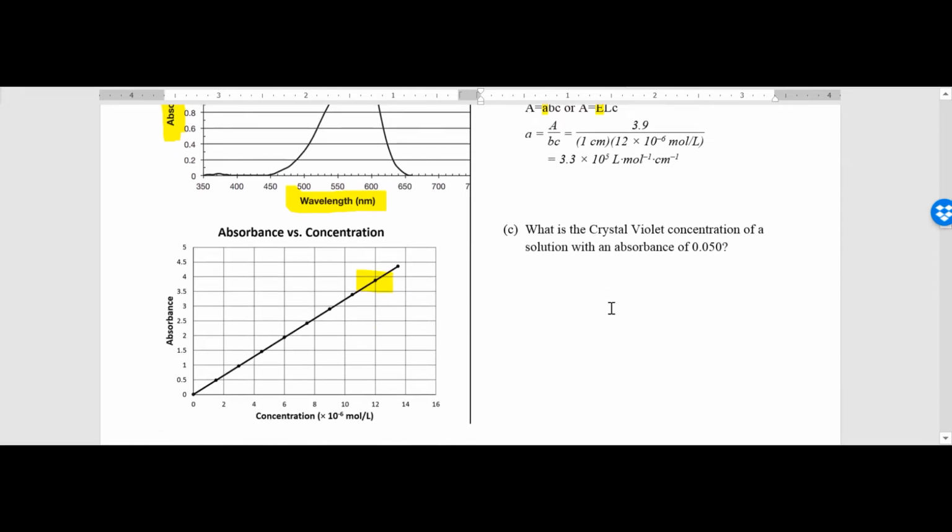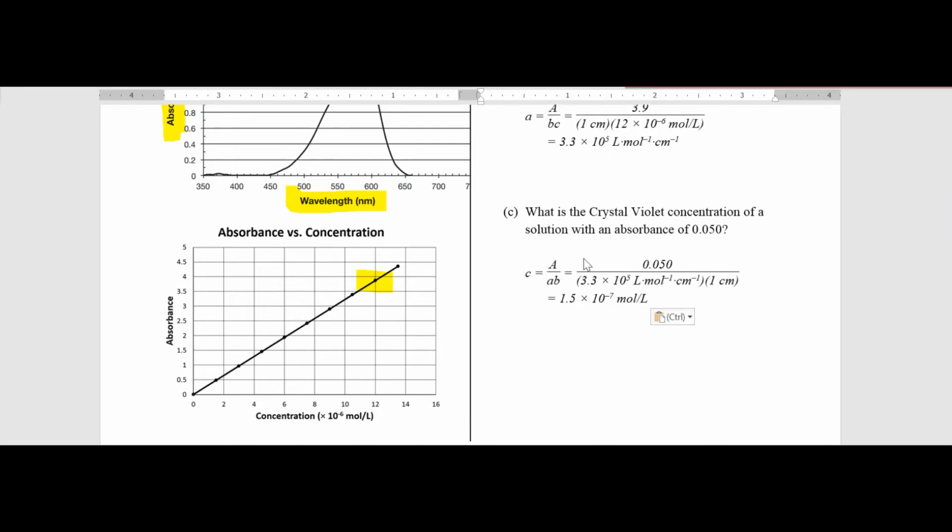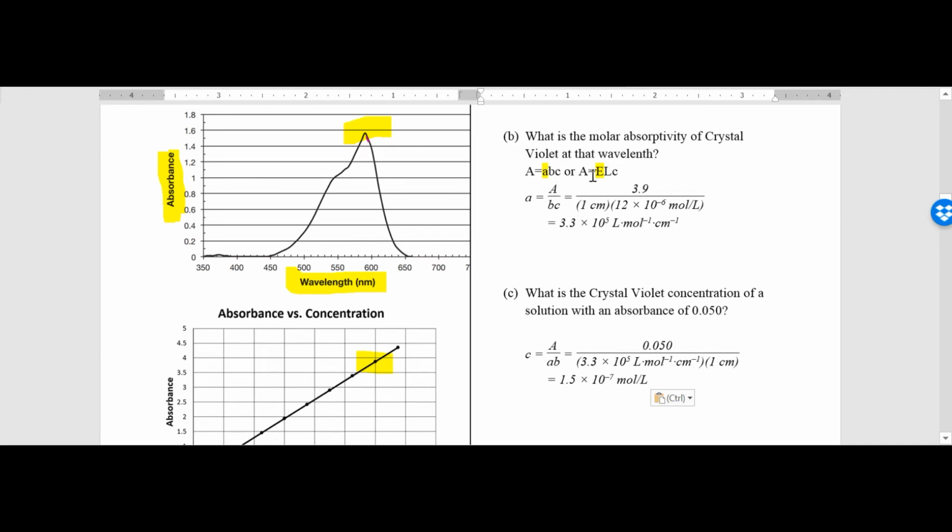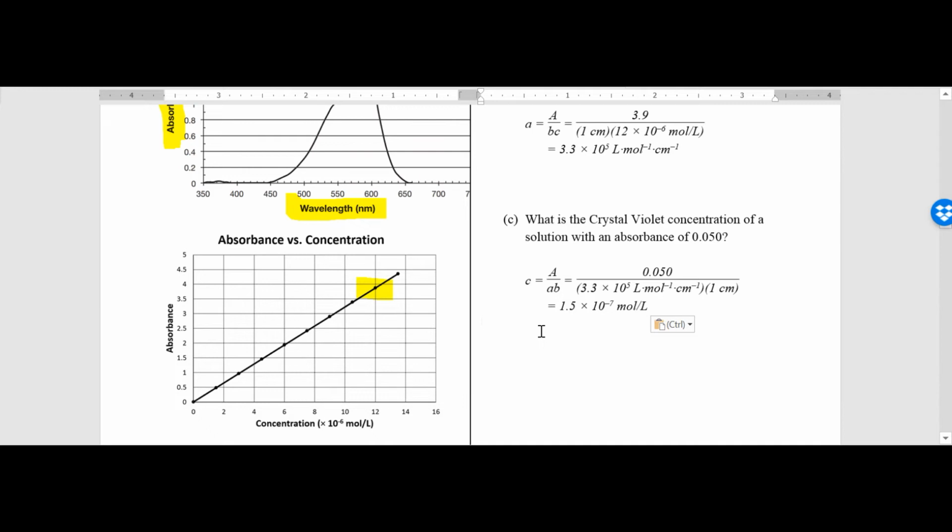Right, question C says, what is the crystal violet concentration of a solution with an absorbance of 0.050? Same thing. I'm using A equals ABC, or A equals epsilon L C. I rearranged it for C, which is concentration. So I divided AB to both sides, and that way I can just plug everything in and not have to worry about rearranging the equation later on. So absorbance, it says, is 0.05, so that is our given. So we're plugging 0.05 in right here.